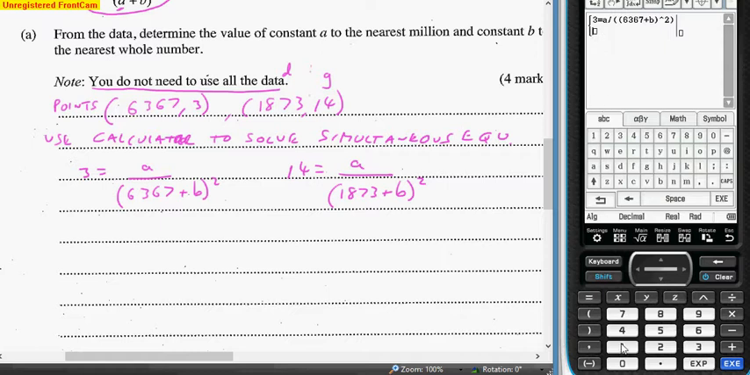Second one is going to be 14 equals, there's the A, and the 2 brackets, oops, not that way around, that way around, 1873 plus B, square that bit, close the brackets off, and then I'm going to solve that for, in this little box here you put what you're solving for, and I'm solving for A, comma, A and B.